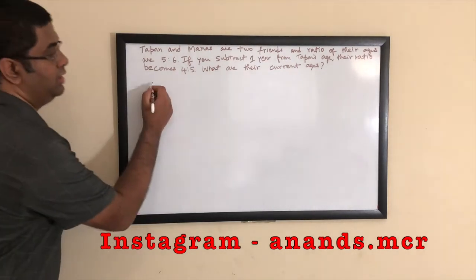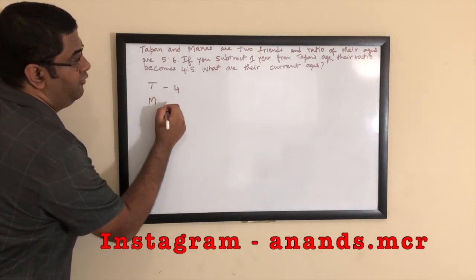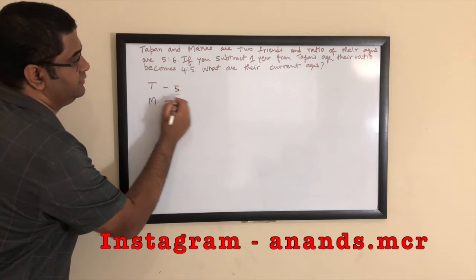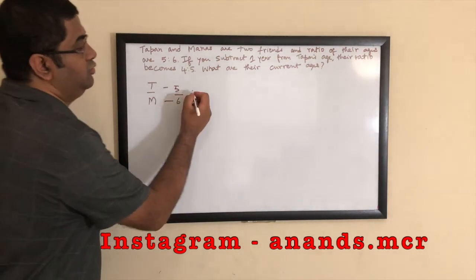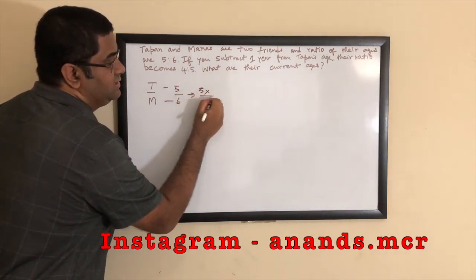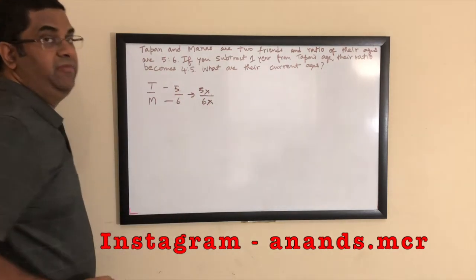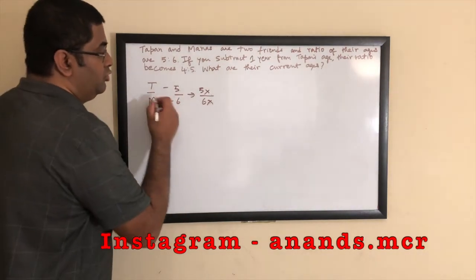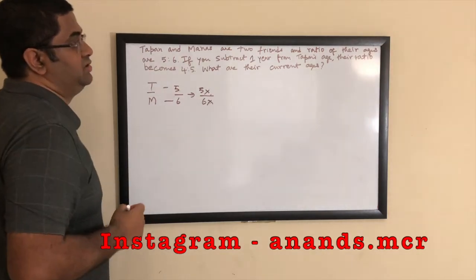So we know that Tapan's age to Manas' age is 5:6. That is Tapan by Manas is 5/6. So we can assume that the ratio of the actual ages would be 5x by 6x. This is because we are multiplying by the same factor, so we'll get their actual ages. So Tapan is 5x years old and Manas is 6x years old.